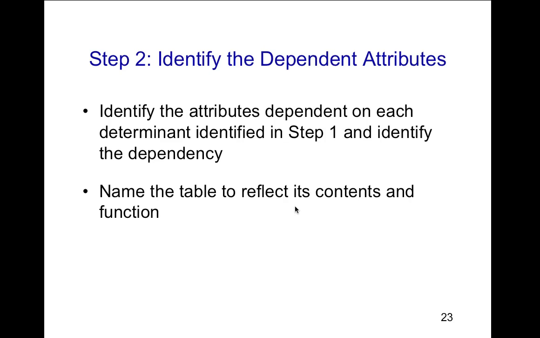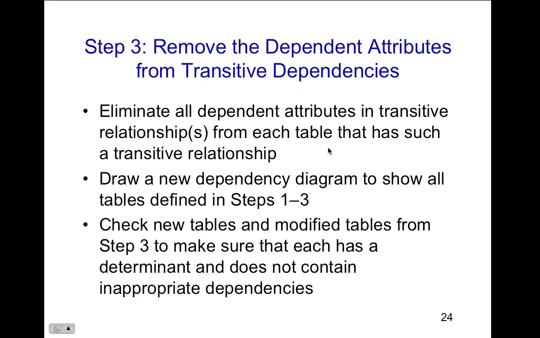And then identify the dependent attributes that are associated with that. So identify the attributes dependent on each one of the determinants. Identify in step 1, identify the dependencies, and name the table to reflect the contents of the function. And then the last part of it, we'll see it broken out, so you can point out what I'm talking about here. Remove the dependent attributes from the transitive dependency. So take everything that's associated with job class out of that table, put it over into its right table. So what you're doing is you're cutting it off again, separating it out. And when you do that, you eliminate all the dependent attributes from each one of the tables.